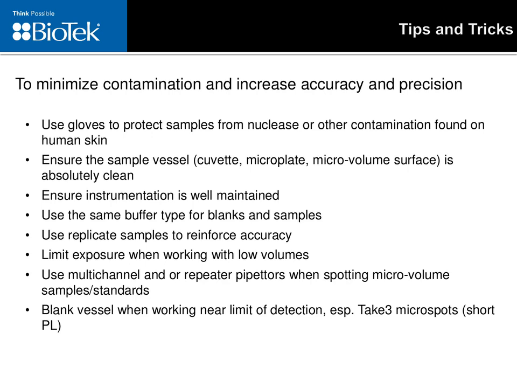Also, again, when working at low volumes and multiple samples, we want to try to use a multi-channel or repeater pipetter, especially when spotting samples and/or adding reagent to those samples. And again, blanking is very important. We can do this in several different manners. We can either use our buffer to blank, or we can use an empty vessel, or a combination of both. Again, this is going to be extremely important when working near the lower limit of detection, as well as when using very, very small volumes.